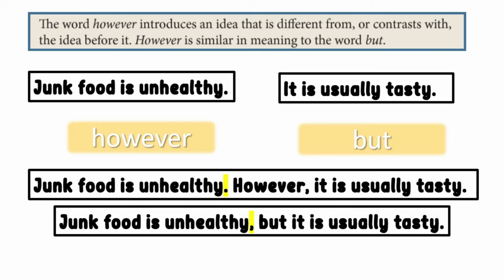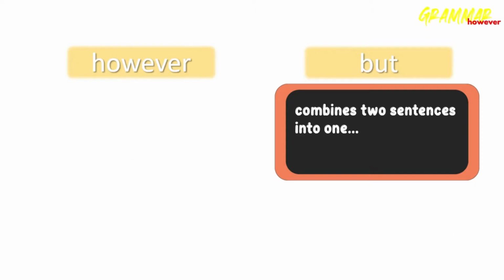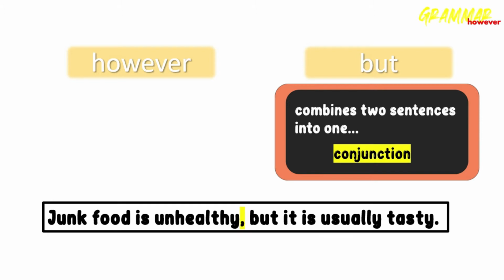The same meaning applies. But there are some differences between however and but. I'm sure you can see it clearly from these two examples. One of the differences between however and but is that but combines two sentences into one, which is why it's called a conjunction. For example, junk food is unhealthy, but it is usually tasty. So we had two sentences, but when we use but, it turns it into one sentence, which is why it's a conjunction.